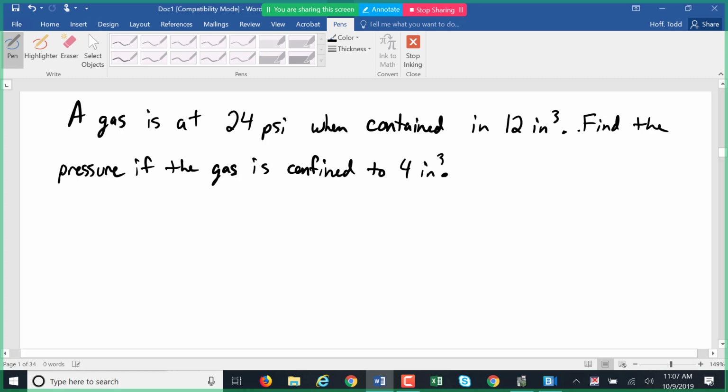So what this is saying is we have a gas. What gas it is, we don't know, but it's contained in a certain volume, currently 12 cubic inches. If we squeeze that volume down to 4 cubic inches, do we expect the pressure to get lower or higher? We'd expect more pressure. So when one got smaller, the other got larger. That is an inverse relationship.